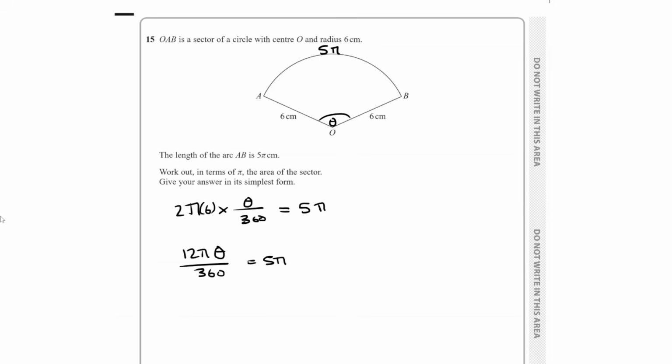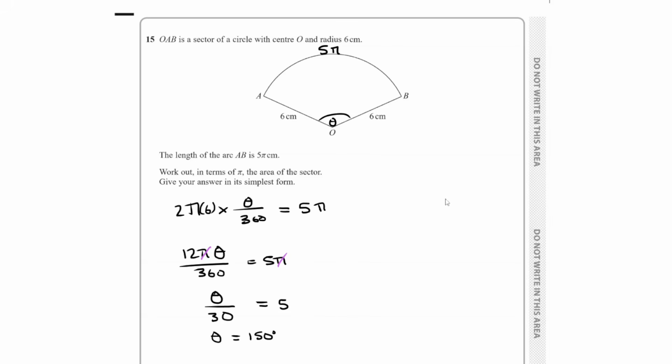I can actually divide across by pi, I'll just cancel out the pi's because it's just 2 terms, they both have pi in them. 12 divided by 360, well if you do 12 divided by 36 would be 1/3, so it's 1 over 30, isn't it? So pi over 30, so I'm just going to simplify that fraction, but you can do it differently, is equal to 5, and then multiply across by 30. So theta, or the angle, is 150 degrees.